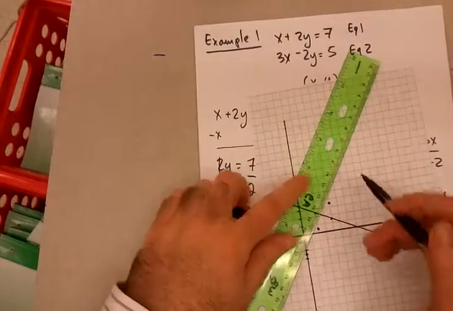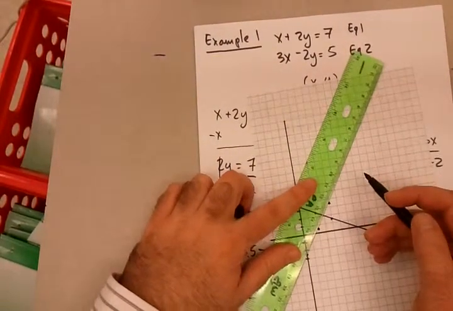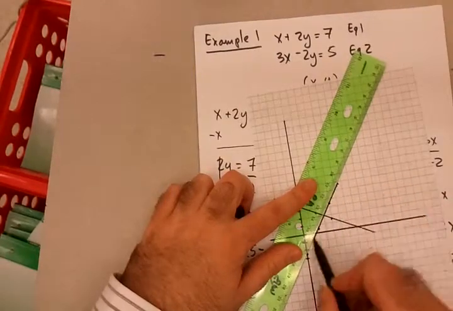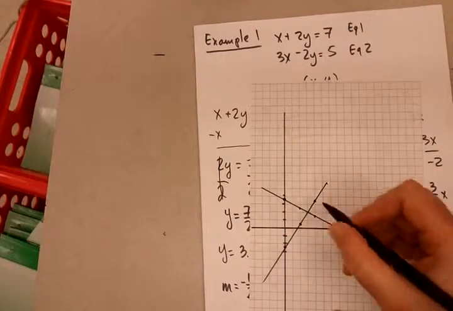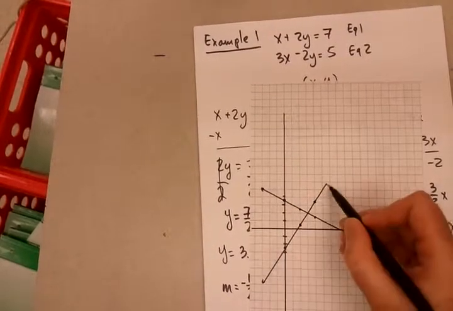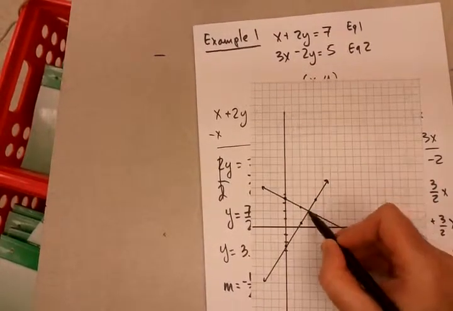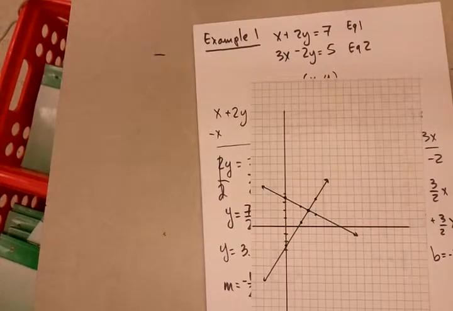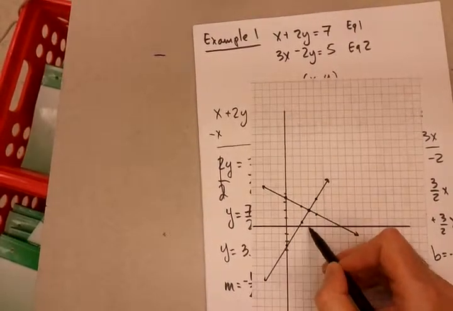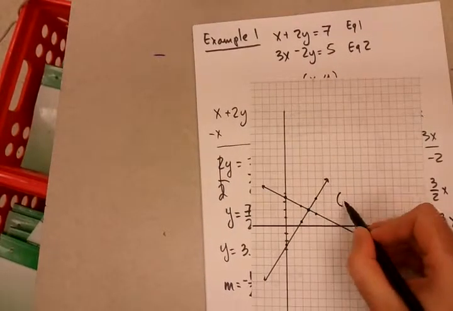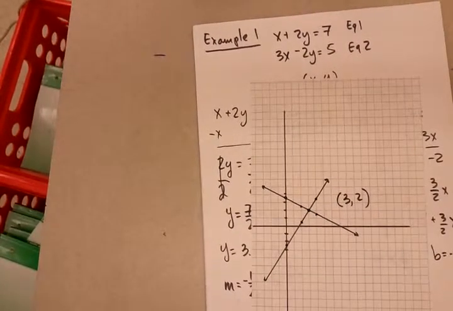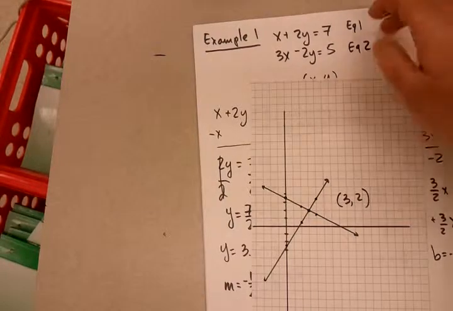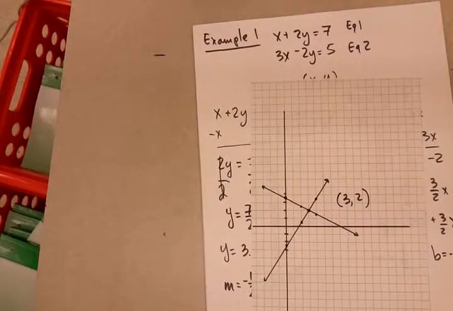And the second one. Alright, so now I got them graphed. First equation, second equation, and they intersect right over here. And that's my solution, x at 3, y at 2. So that should be the solution for both of these equations in this particular system.